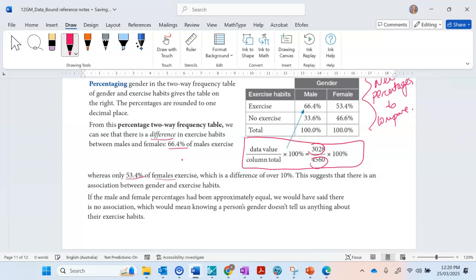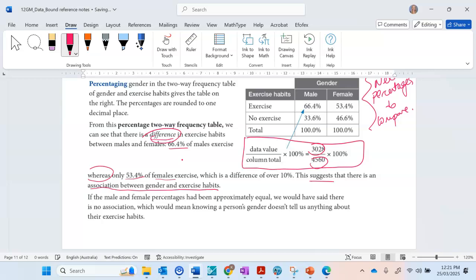So making that comparison, the phrase whereas is a comparison, or you can say one is higher than the other. This suggests that there is an association between gender and exercise habits. So remember, when there is a difference, we could say that an association could be present. It suggests that there could be an association.